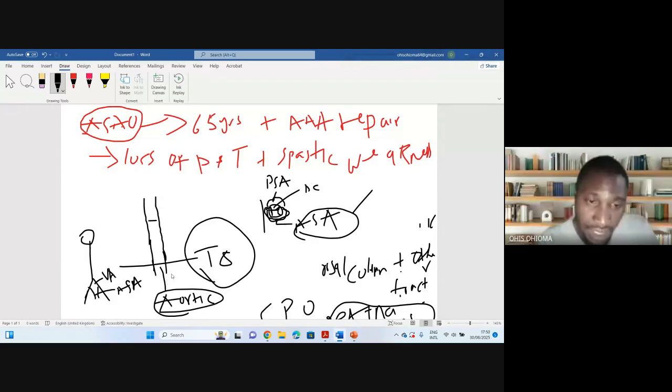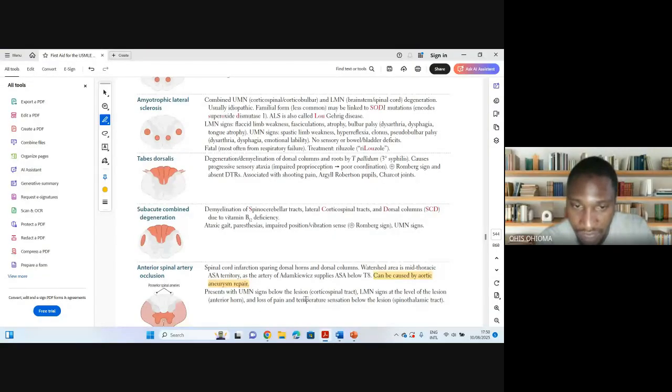The artery that supplies the anterior spinal artery from the aorta is also known as the artery of Adamkiewicz. I don't know how to pronounce this. This artery supplies the anterior spinal artery below the level of T8, and that is where most aortic aneurysms occur. So an injury to this artery, the artery of Adamkiewicz, is what causes anterior spinal artery occlusion. You must know this for the exam. It's high yield.